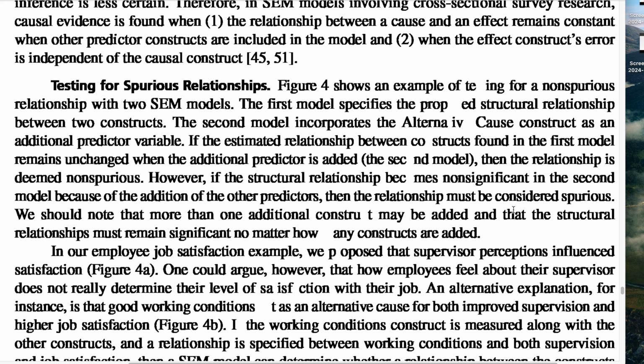is deemed non-spurious. However, if the structural relationship becomes non-significant in the second model because of the addition of the other predictor, then the relationship must be considered spurious. We should note that more than one additional construct may be added, and that the structural relationship must remain significant no matter how many constructs are added.